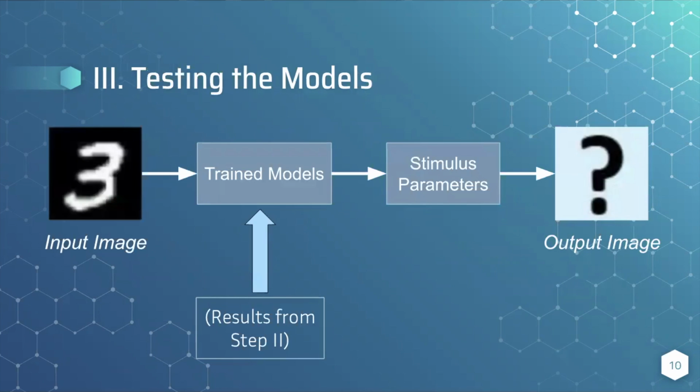For testing, here's the overall picture of where our trained models fit in. We pass a known input image into the trained model. The model generates the corresponding stimulus parameters it's been trained to guess for, and then we input those parameters back into Pulse to Percept to generate an image again. We want this final image to be as close as possible to the original input.